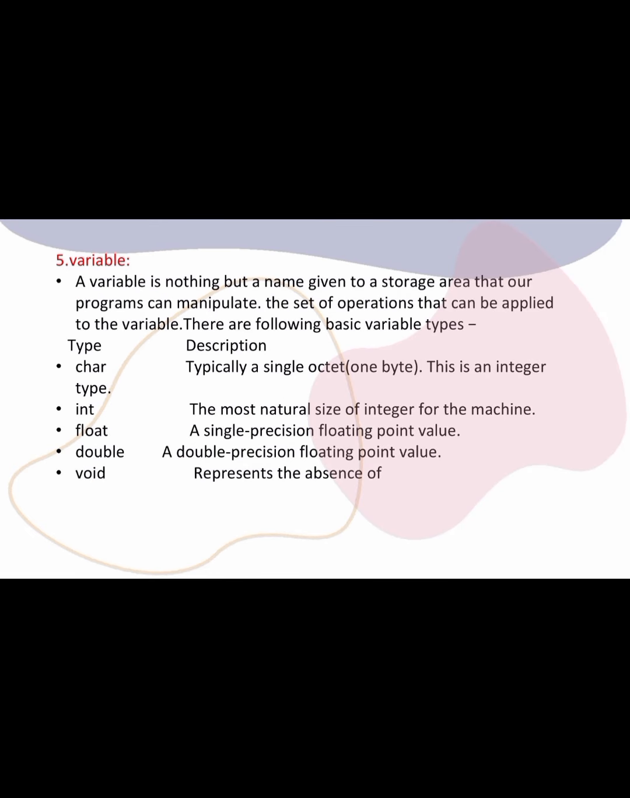A variable is nothing but a name given to a storage area that our programs can manipulate, and the set of operations that can be applied to the variable. Understanding variables is essential because they are the basic building blocks used to store and work with data in any program. There are so many types of variables. In that, char stands for character, int stands for integer, float is used to store a decimal number, double is like float but with double precision, void means no value or no type.